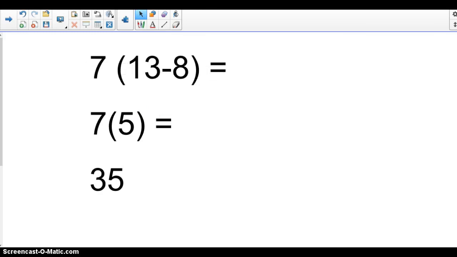Okay, first of all, you'll notice that there is not a multiplication symbol between the 7 and the parentheses. That does mean to multiply when you've got a number next to parentheses. So we've got 13 minus 8 inside parentheses. That's our first step. 13 minus 8 is 5. 7 times 5 is equal to 35. Hopefully you got that answer correct.